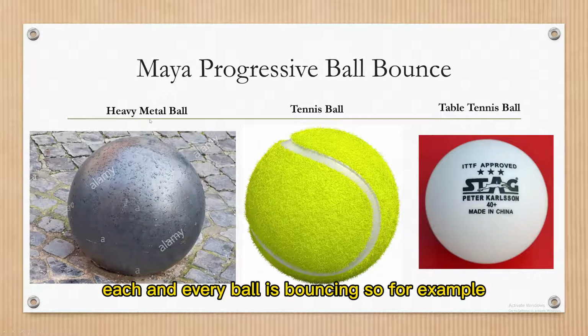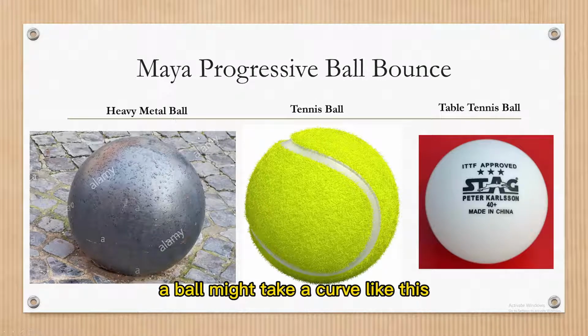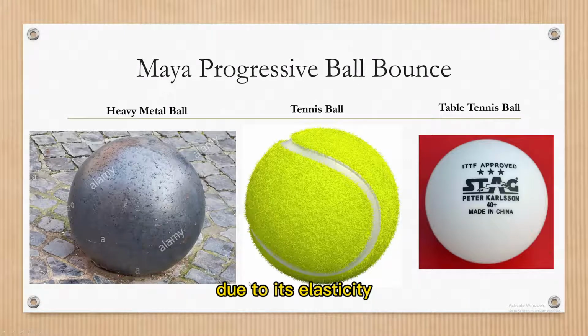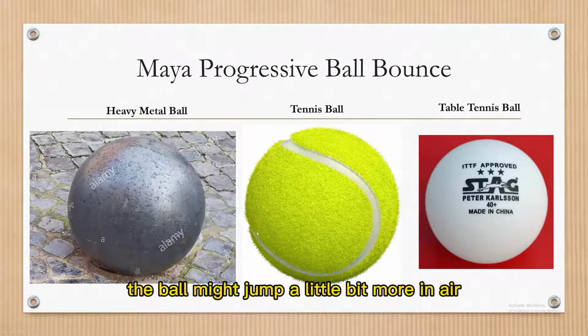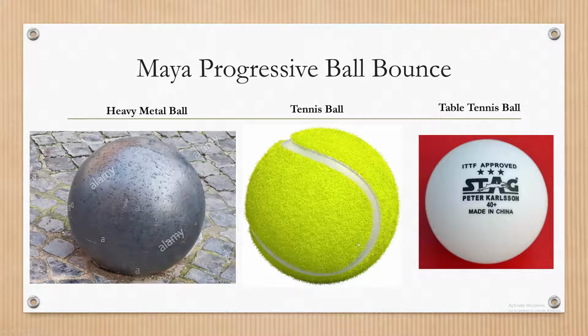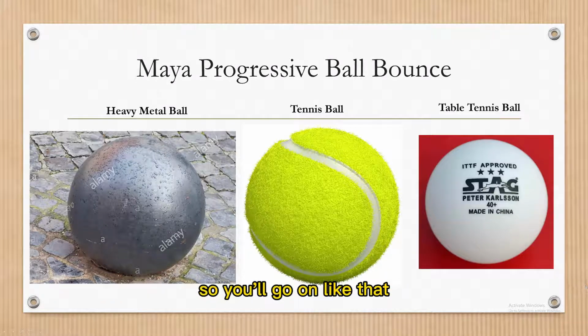For example, for a tennis ball, if I'm dropping from here, the ball might take a curve like this. It will come down and hit the ground. Next, due to its elasticity, the ball might jump a little bit more in the air. It will take an arc, come back, hit again, and it will bounce 3, 4, 5, 6, 7, 8, 9, 10. It will go on like that.